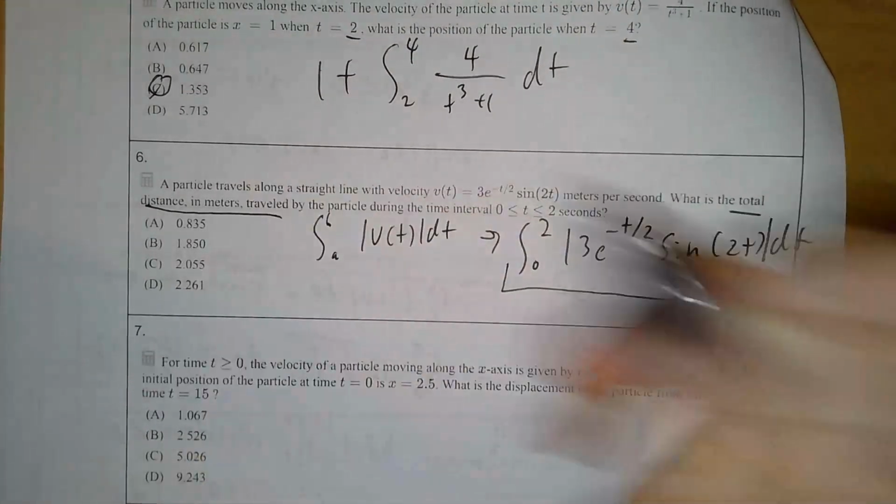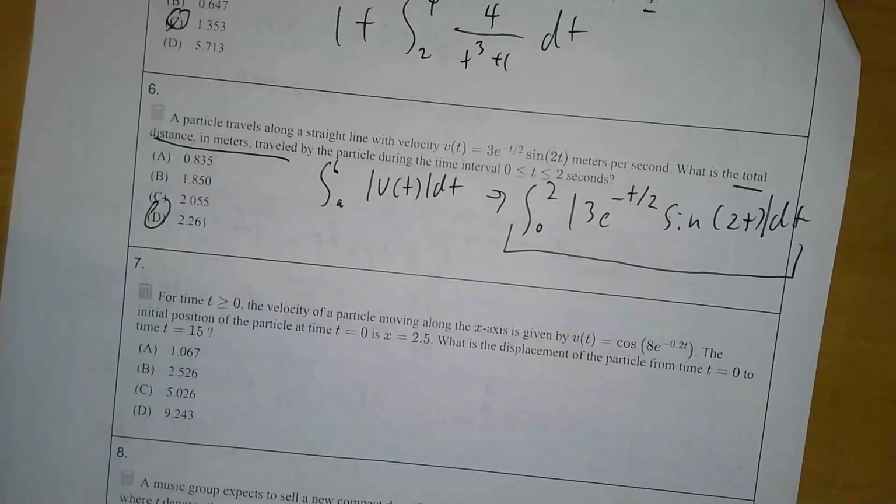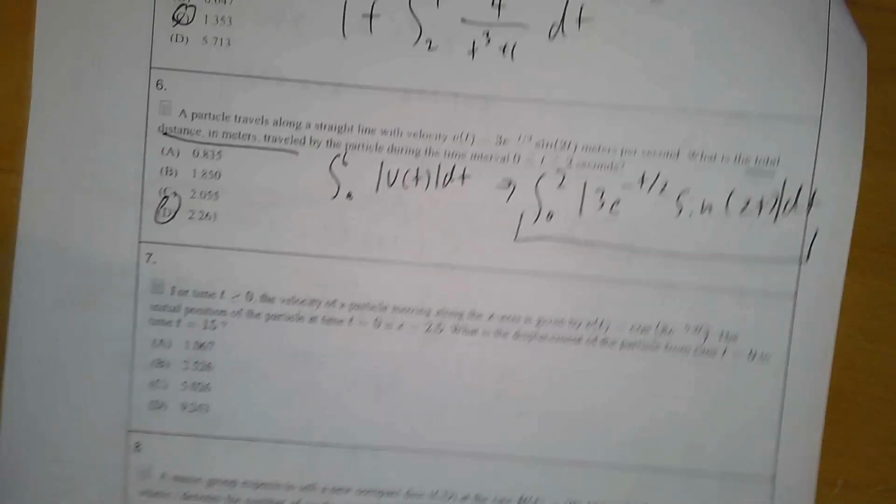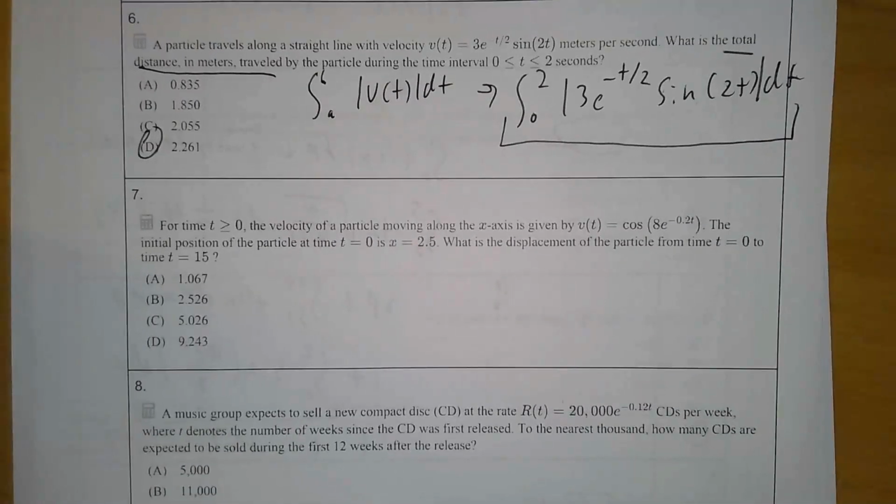D. All right. For t greater than or equal to 0, the velocity of a particle moving along the x-axis is given by v of t equals cosine of 8e to the negative 0.2t. The initial position of the function is 2.5. What's the displacement of the particle from time t equals 0 to t equals 15?